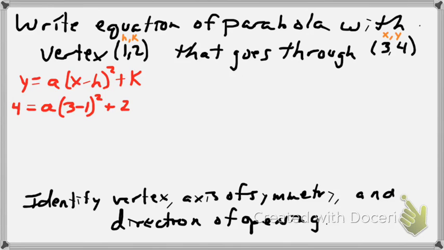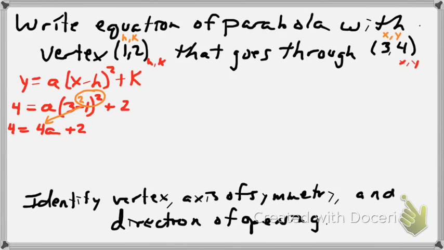h, k vertex, x, y point, and now my job is to get the a by itself. Solve for a. So I need to do a little arithmetic. The parentheses I can do, 3 minus 1 is 2. And 2 squared is 4. I did a little math there. 3 minus 1 is 2, and 2 squared is 4. So that first term becomes 4a.